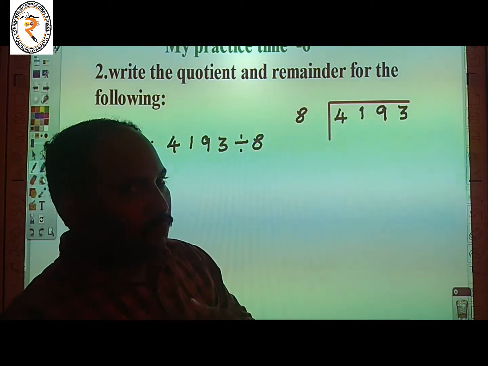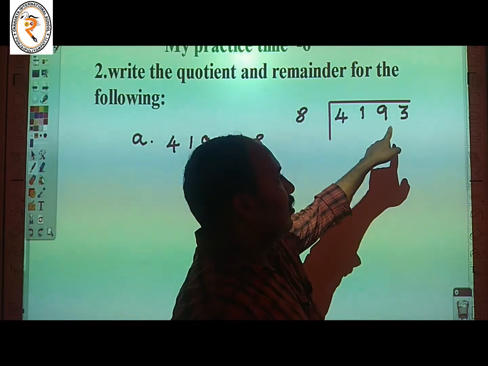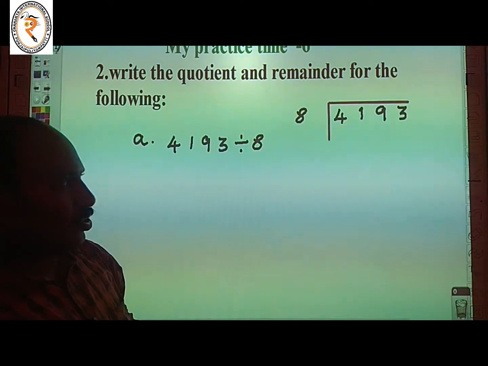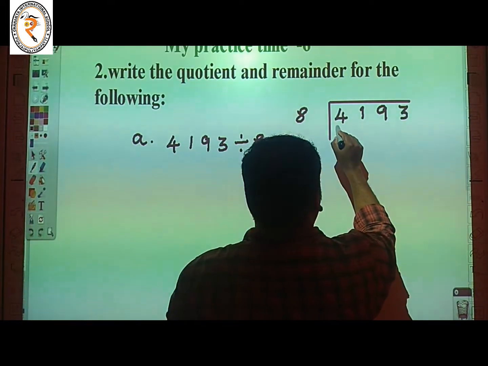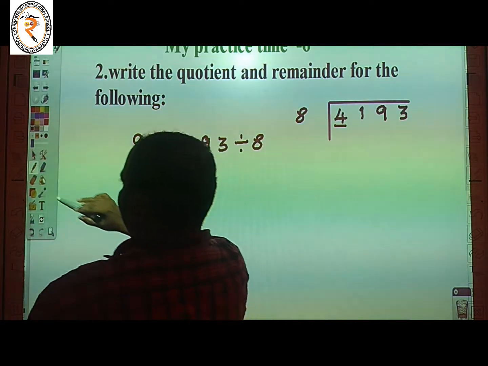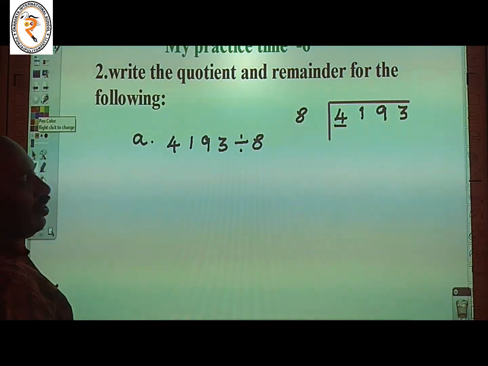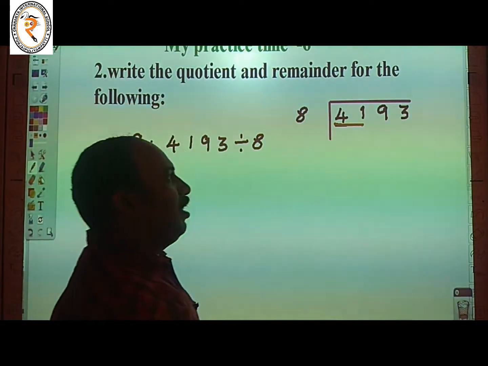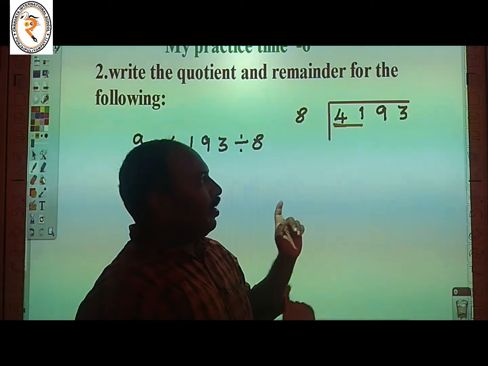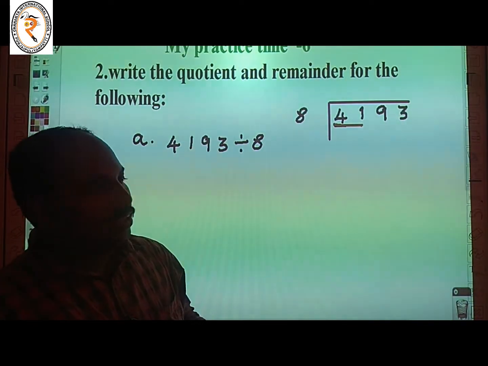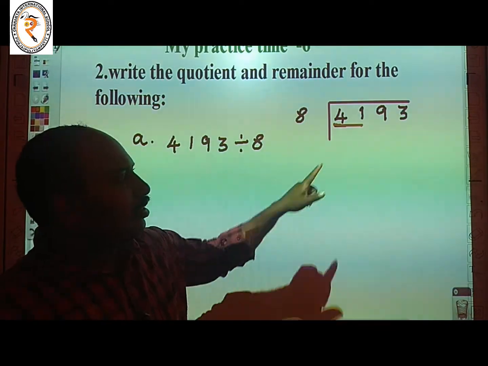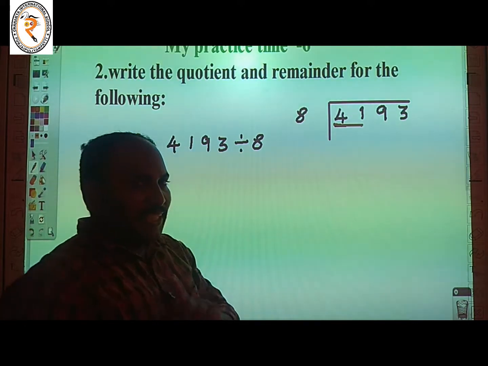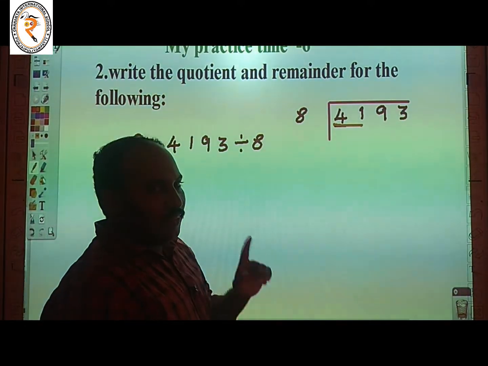First you take the place values: ones, tens, hundreds and thousands. So you have 4 thousands. The number 4 does not divide by 8. So we take the hundreds place also. So now 41. 41 divided by 8. 8 is the divisor and 41 is the dividend. Now we want 41 divided by 8.